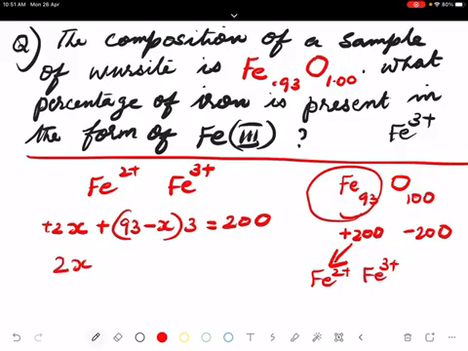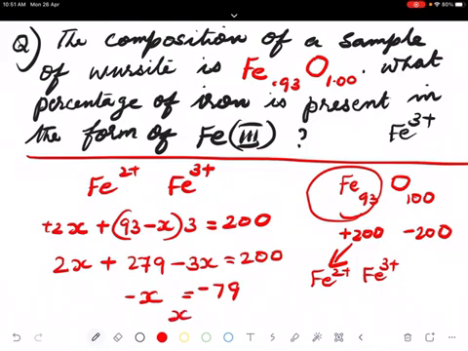So 2x plus 93 into 3, 279 minus 3x, is equal to 200. So minus x is equal to 200 minus 279, that is minus 79. X is equal to 79.